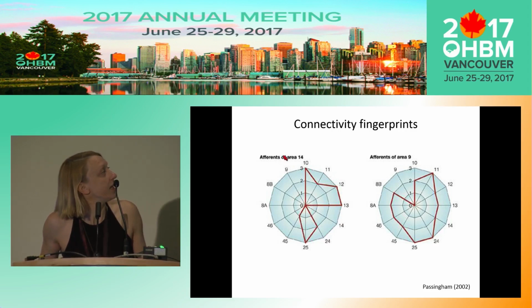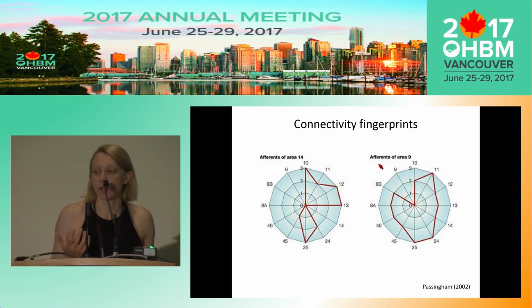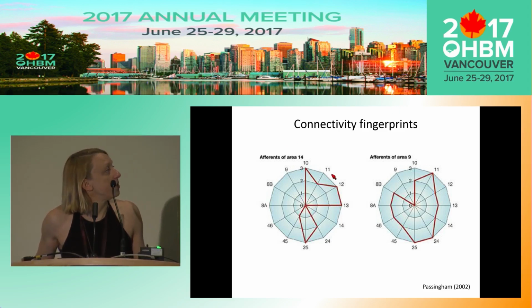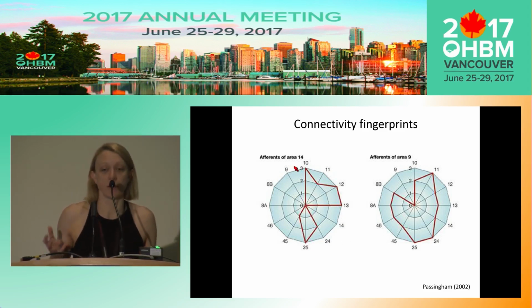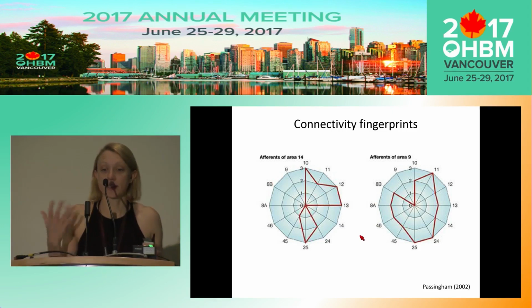So here's area 14 and area 9, which are in quite different parts of the frontal lobe. And what you can see is their connections with other Brodmann areas. So these are Brodmann area labels here. There are also other areas of the frontal lobe. He cared a lot about the frontal lobe. And what you can see is that this one has a pattern of connections mainly to these regions, and this one has a pattern of connections that's much more homogeneous.